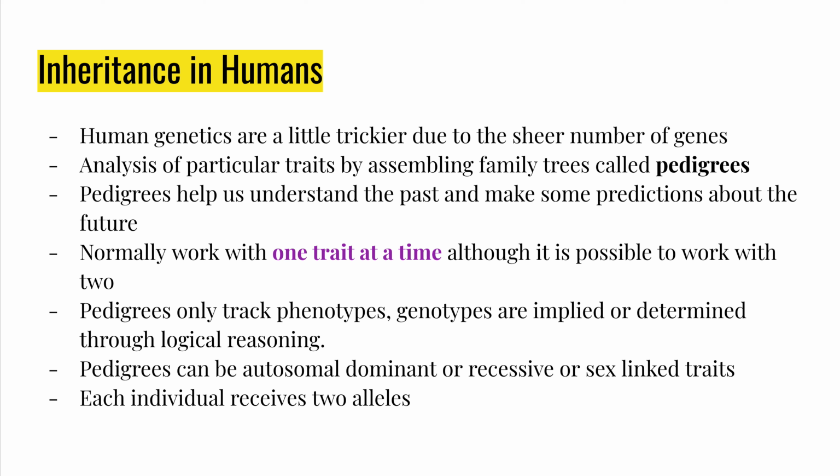Pedigrees both help us understand the past as well as make predictions about the future. Most of the time, because human genetics can be so complex, we only track one trait at a time through a pedigree. It is possible to do it using two, but it's very uncommon. And it's important to remember when you're looking at a pedigree that pedigrees only track the phenotypes. The genotypes are going to be implied by the pedigree, but they are not often explicitly stated. So we have to do a little bit of logical deduction in order to figure out what the genotypes are.